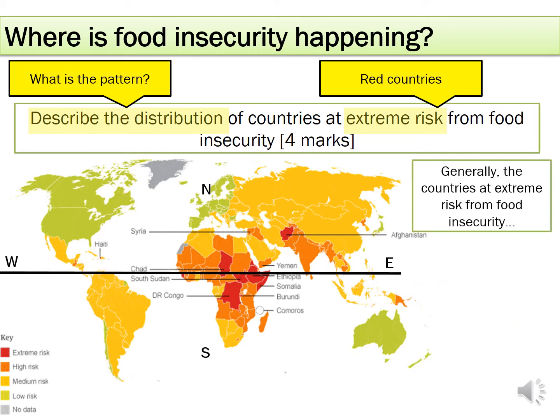So generally, the countries at extreme risk from food insecurity are, and then we use our compass points. Are they in the north, the east, the south, or the west of the world? I've added the equator on and the compass points, which is good practice for you to do when you see a map in the exam.